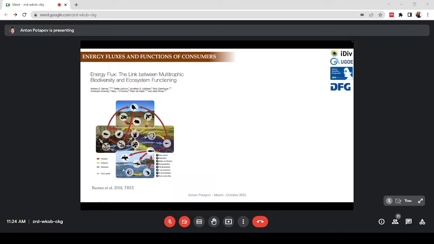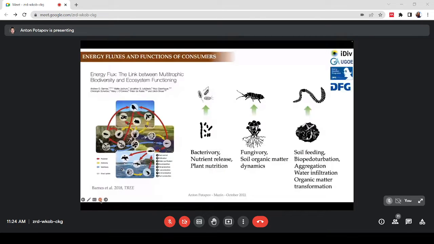And if we apply this concept to soil food webs, we can also find very straightforward patterns. So if we talk about small organisms, they may feed on bacteria. There is a process of bacteriophory, which is linked to release of nutrients in the soil and to plant nutrition and plant growth. There is a process of also fungivory or soil feeding that may be linked to dynamics of soil organic matter, but also to soil structure itself, such as we can imagine earthworm feeding on soil. It supports soil structure and water regulation and also translocation of organic matter in the soil.